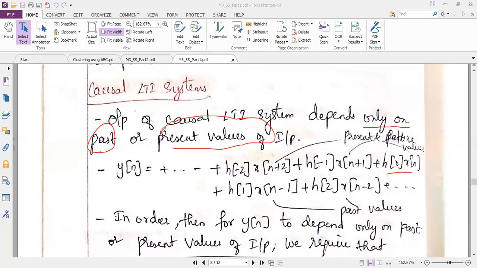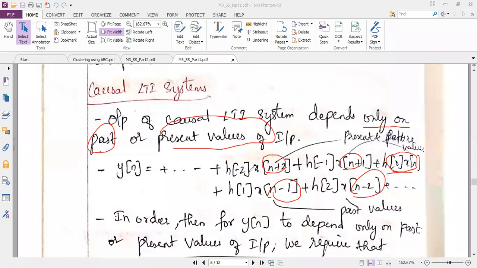So now if you see here, you should know which is past input and which is present input. So x of n minus 1, x of n minus 2 are the past inputs, and h of 0 and x of n is the present input. Whereas x of n plus 2 and x of n plus 1 are the future inputs. This we have already discussed enough in the previous module.